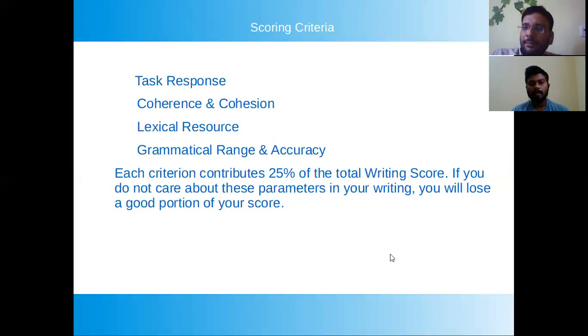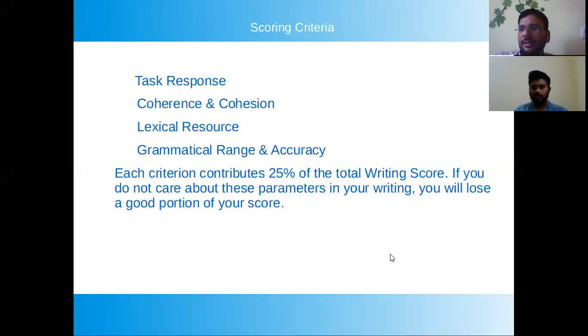And finally, it's all about the number of words as well. When I look at the structure of the essay, I will also be looking at whether you are able to write 250 words or not. Is it fewer than 250 words, or is it more than 250 words? You are expected to write somewhere between, I would say, 250 to 270 words, which is ideal in IELTS.